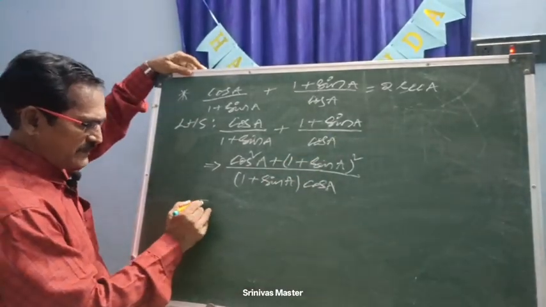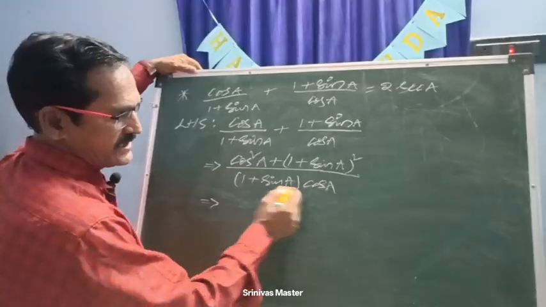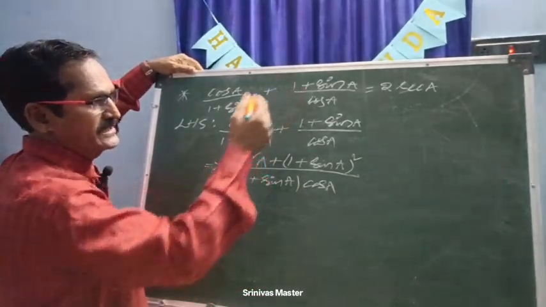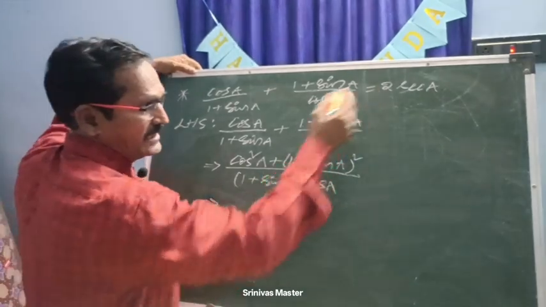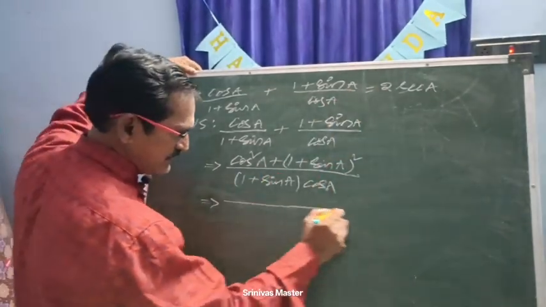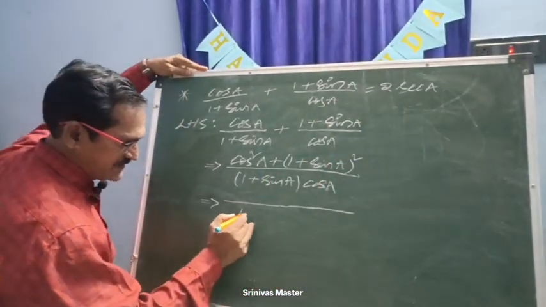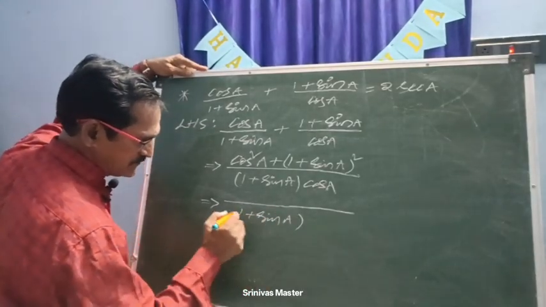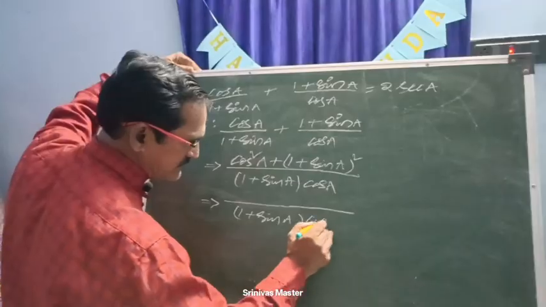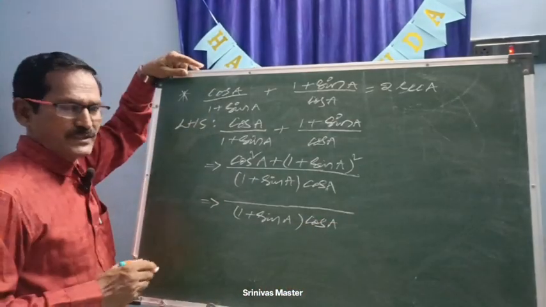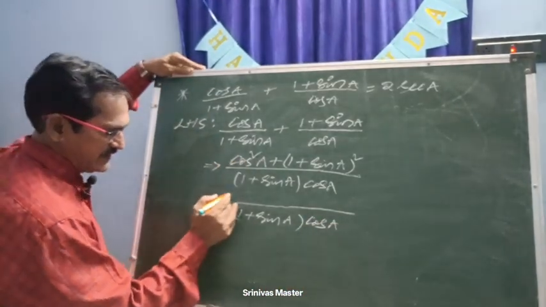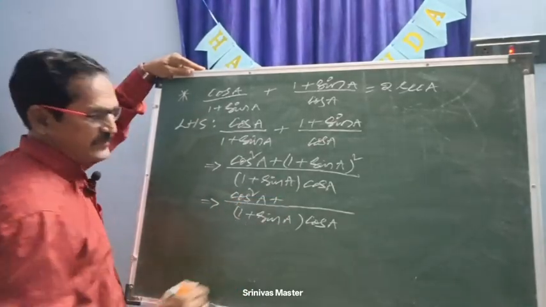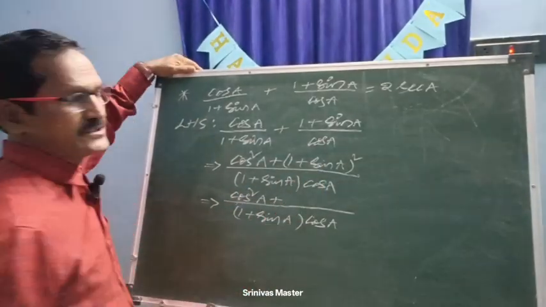Now we see how to simplify this. The denominator 1 plus sin A into cos A you can't simplify. You can simplify, but there is no use in getting the given term, that means to get the RHS. So keep the denominator as it is: (1 plus sin A) into cos A. Then what about the numerator? The first term is cos square A there, so no need to change. Cos square A plus (1 plus sin A) whole square.